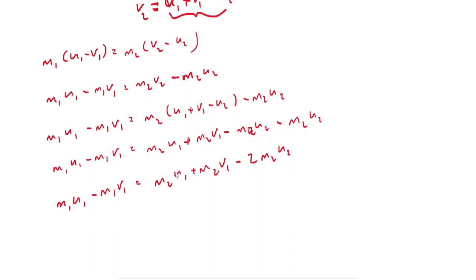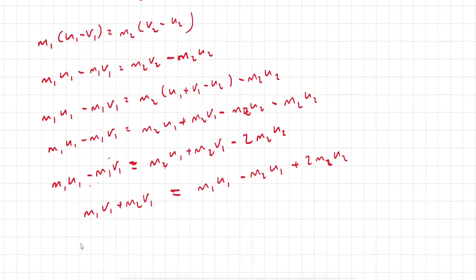After that, I can just solve. I'll take this one to this side, and I will end up with M1 V1 plus M2 V1 equals M1 U1 minus M2 U1 plus twice M2 U2. If you don't know what I did, I just took this one to this side and it became positive, and I took the others to this side. Afterwards I flipped the whole thing, so that the right-hand side became the left-hand side and the left-hand side became the right-hand side, and it ended up like this. That's basically what I did.